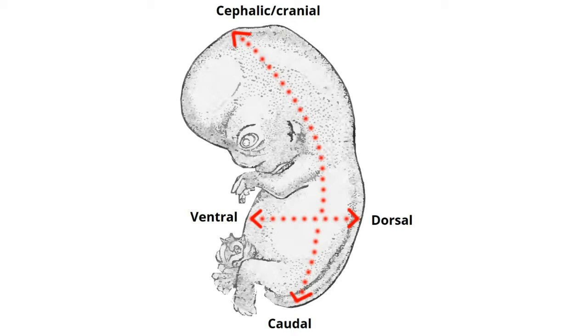Ventral and dorsal. The term ventral refers to the anterior, front, aspect of the embryo, while dorsal refers to the posterior, back. Examples: the gut tube lies ventrally to the spinal cord. The spinal cord is dorsal to the developing trachea.